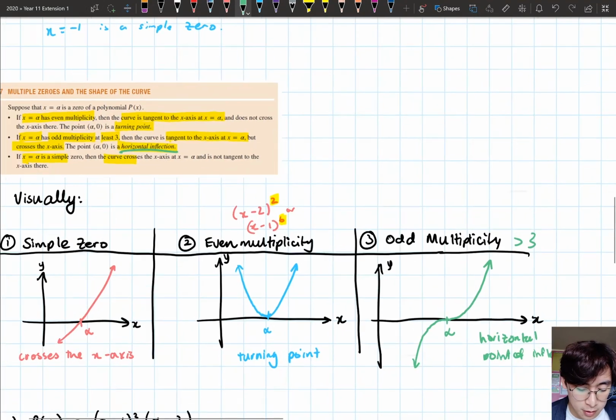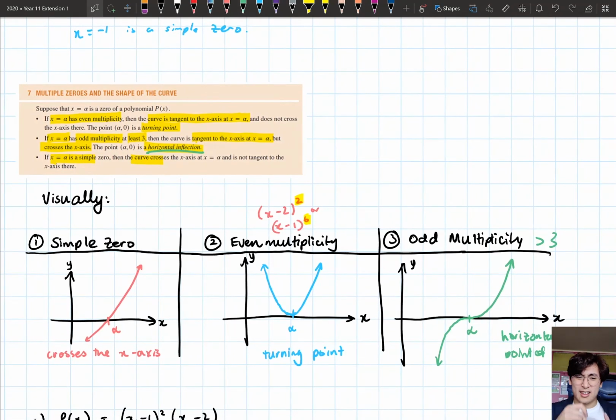Let me make that very specific. It has this kind of S-bend shape. So that's what a horizontal point of inflection looks like. And these three shapes are going to determine what your polynomial looks like around the x-axis at those zeros.